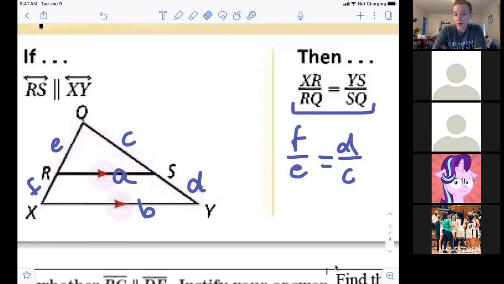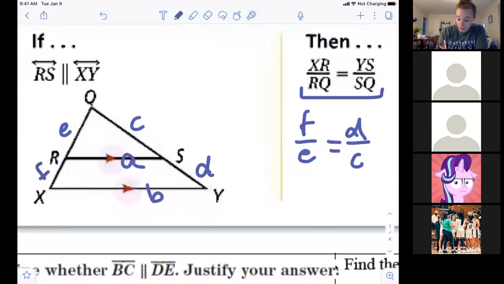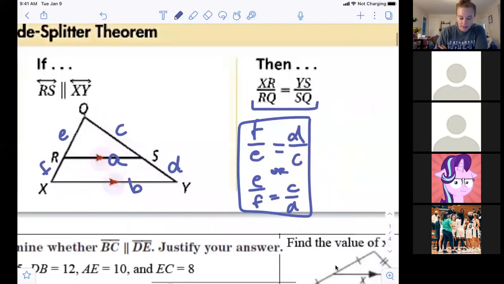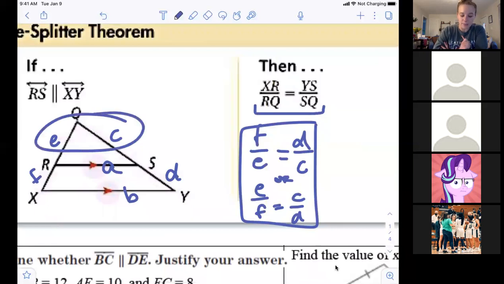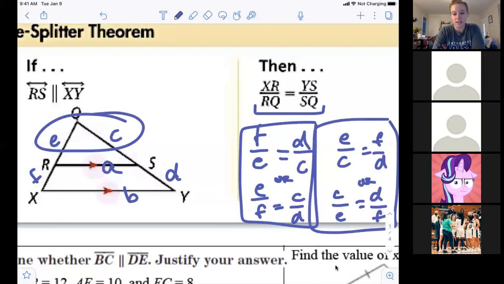Now, this is not the only way. There's a bunch of different ways to write the proportions. You could also just flip this and do e on top, e over f equals c over d. So you could flip those. That's okay. Another way kids in my other class were writing it is they did both the tops together. So they did e over c equals f over d. And then just flipped that to c over e equals d over f. So both of these are ways that work. These are all 4 different proportions that say the same thing.